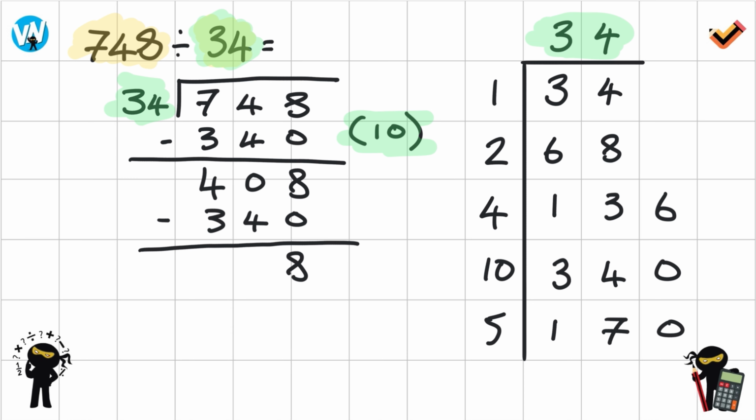So 8 take away 0 is 8. 0 take away 4, we can't do that. So again, don't forget the basics of subtraction. So we can't do 0 take away 4. So that becomes 3. And we exchange. 10 take away 4 is 6. And then 3 take away 3 is nothing. So that leaves us with 68.